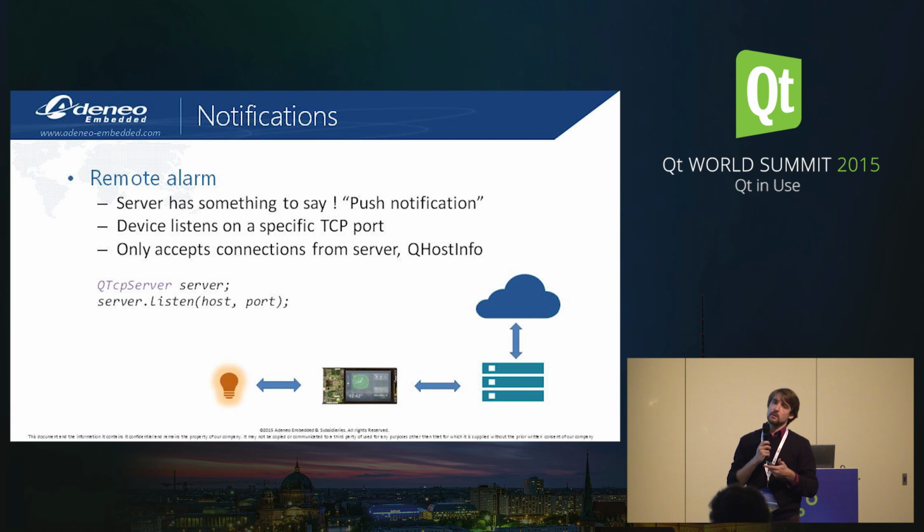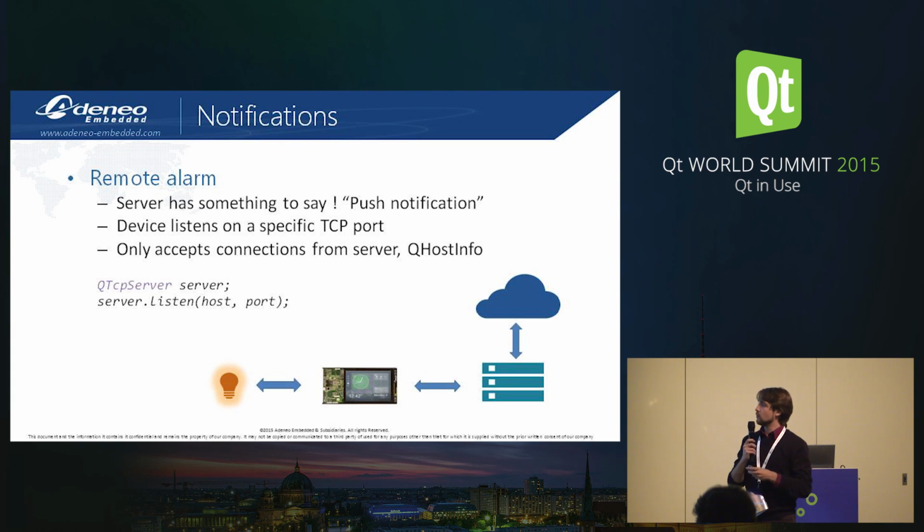Of course, you don't want to accept connections from anyone, so that's why you can use the QHostInfo, sorry. So when you are creating a QTcpServer to listen for connections from the outside, and you use listen, you can listen on a port and also on a specific host. And that's where you will want to limit that listening to the host being your server to avoid incoming connections from other devices.